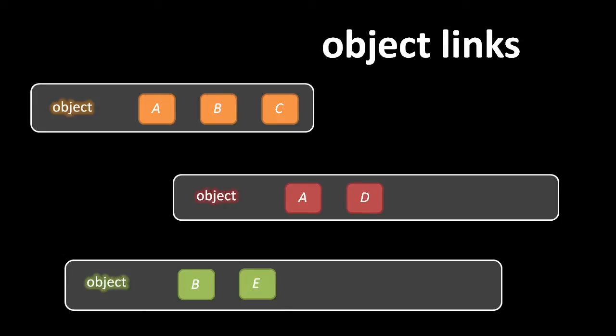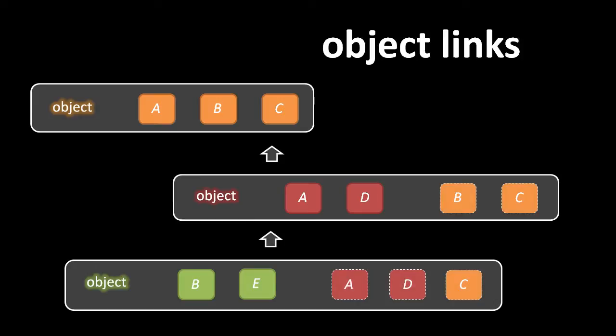An object in JavaScript can have a single link to some other object. The effect of this link is that when we access a property of an object, if the object doesn't have a property of that name, JavaScript will look for a property of that name in the object linked by the first object. So, say we have three objects: an object orange with three properties, A, B, and C, a red object with two properties, A and D, and a green object with two properties, B and E.